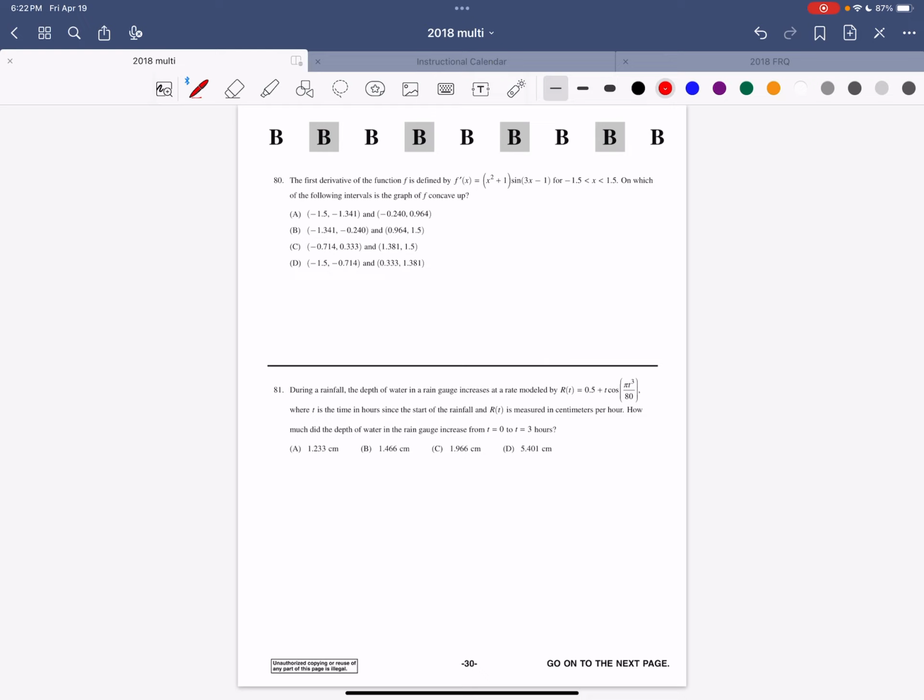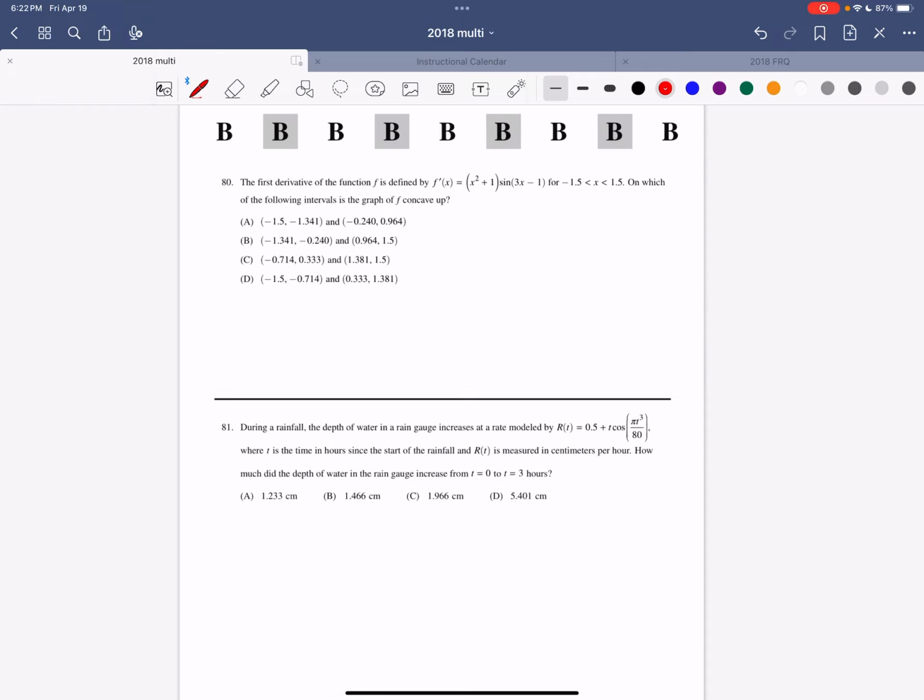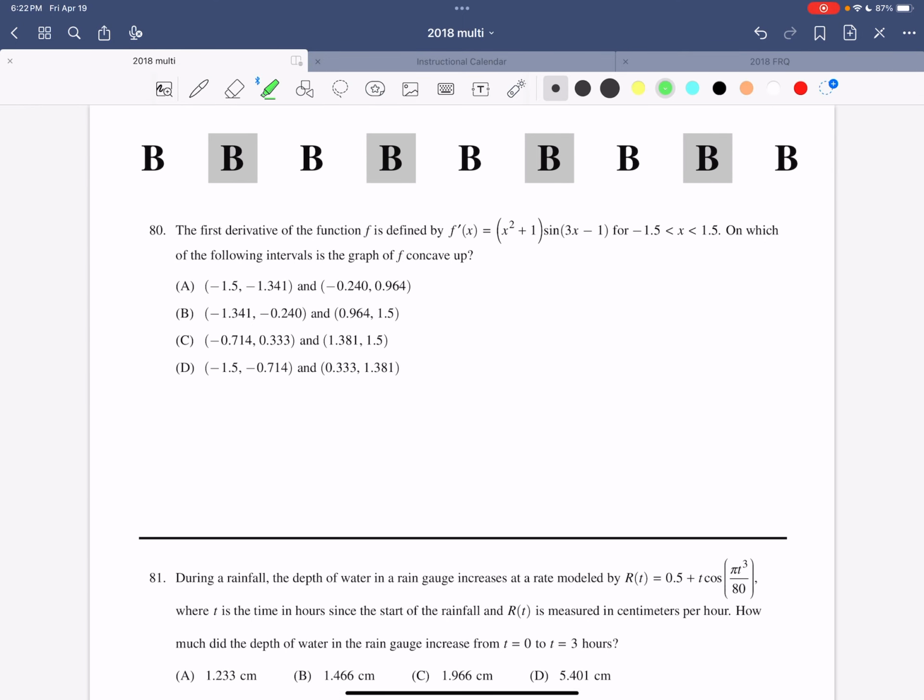So question number 80. This one really needs a calculator. I will show you what to do. So the first derivative of the function is already given to us here, defined from here, and that's going to be the domain. Which of the following is going to be concave up? So you know when you have a graph, that's a concave down, that's a concave up. But this one is already the first derivative. And concavity is a second derivative.